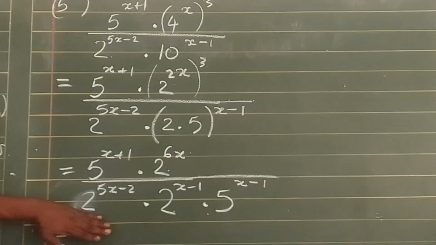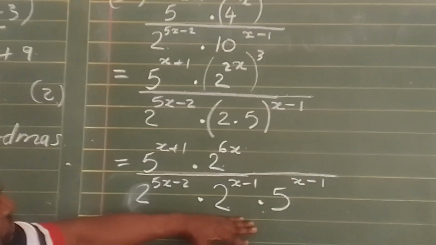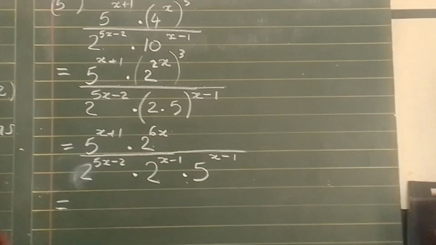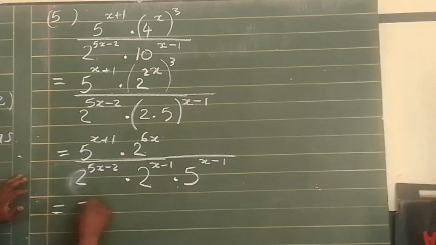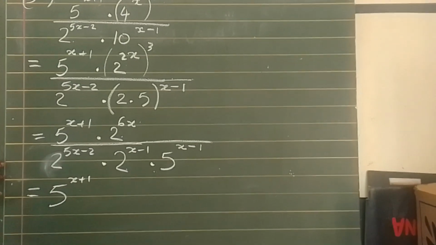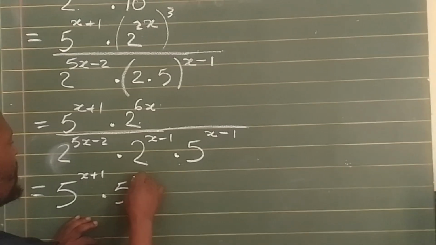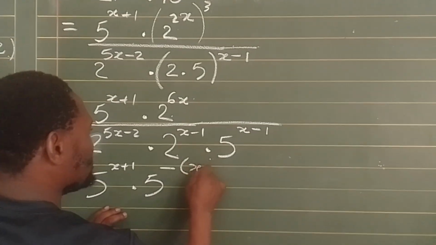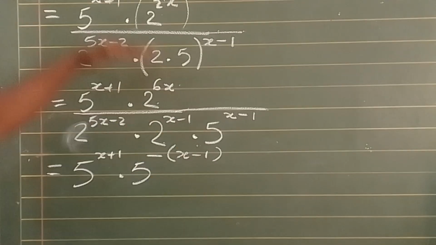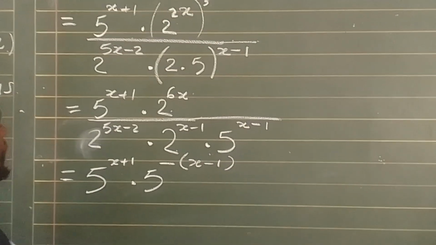Now take this 2 to join the 2 in the numerator, and this one that side. So what we do now is 5 to the power x plus 1 times, we take this 5 to the power minus x minus 1. You see, it was positive. When I take it up, I will change the sign from positive to negative.